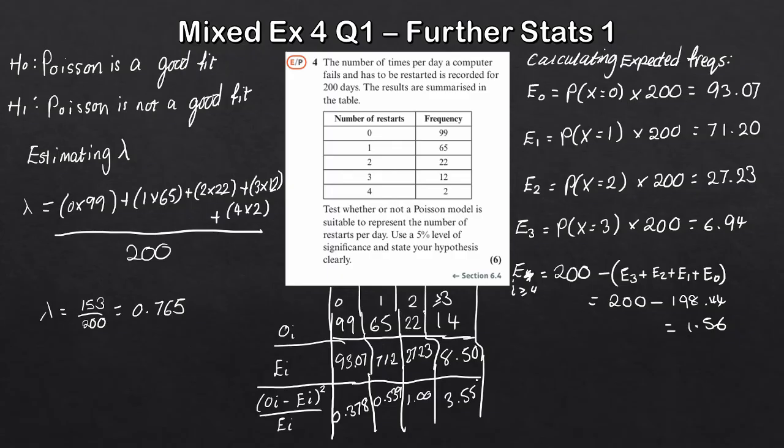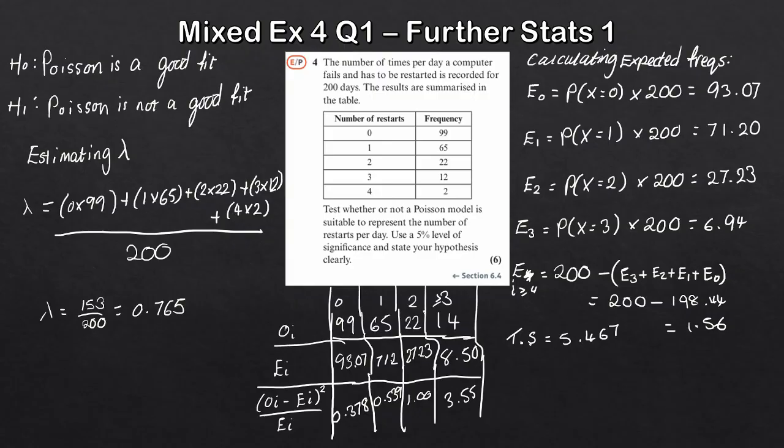Okay, so basically we can get the test statistic, so that's going to be the sum of these values here, which is, I didn't write it down, so again, I missed this question out quite a bit, so let's work it out. So 0.378 plus 0.539 plus 1 plus 3.55. So that gives you 5.467.